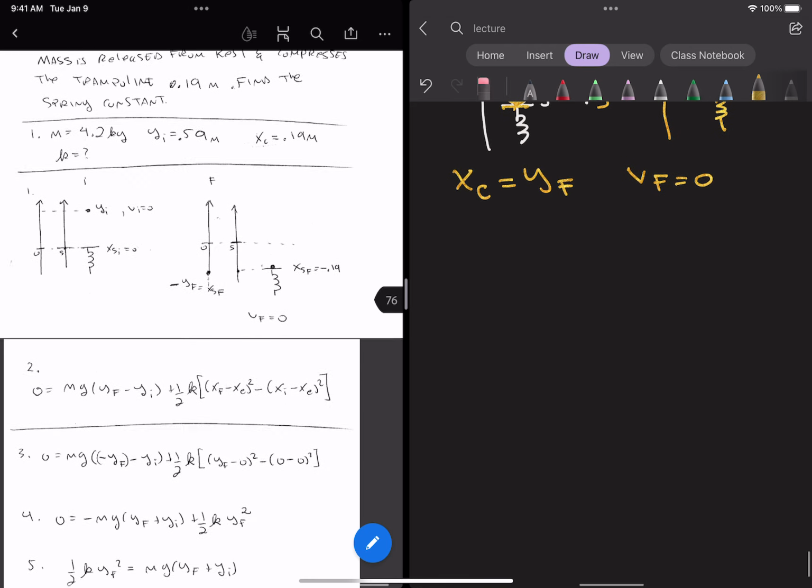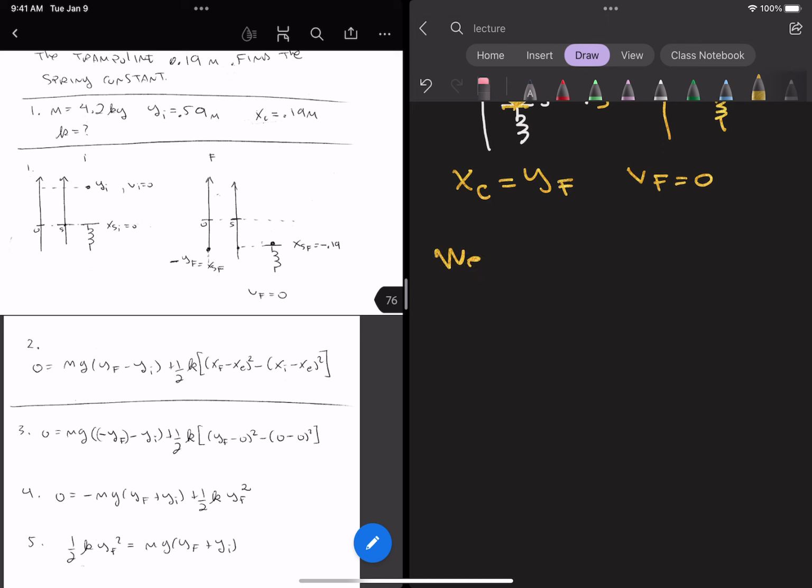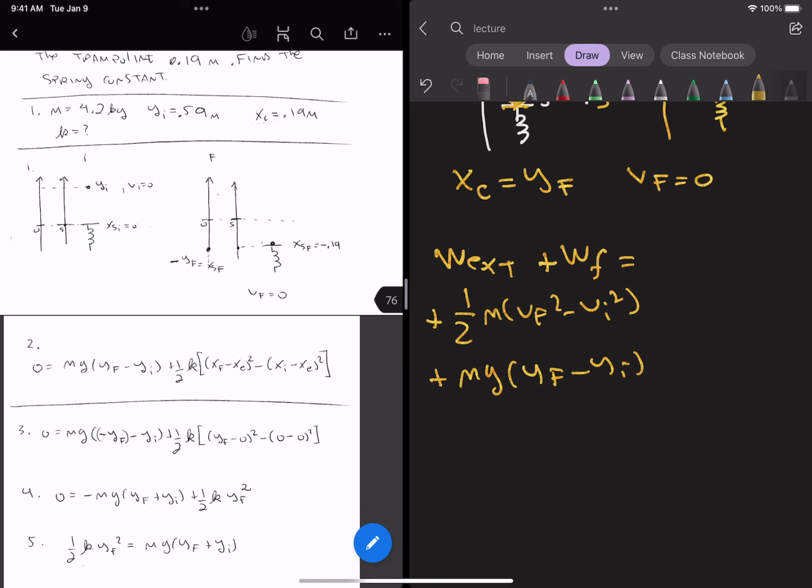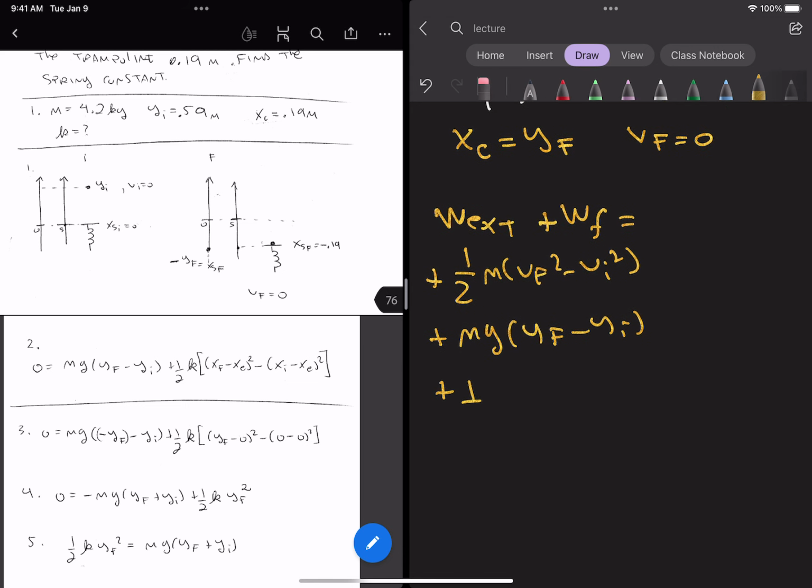All right, so now the general equation for conservation of energy is: work done by an external force plus work done by friction equals the change in kinetic energy, one half m, v final squared minus v initial squared, plus the change in potential energy, which is mass times gravity times y final minus y initial, plus the spring potential energy, which is one half the stiffness of the spring multiplied by the final position of the spring minus the equilibrium position squared, minus the initial position of the spring minus the equilibrium position squared.